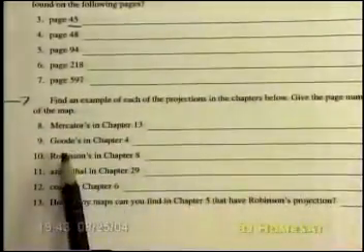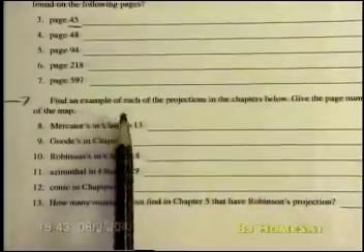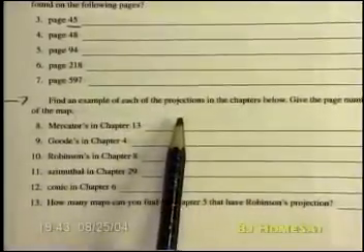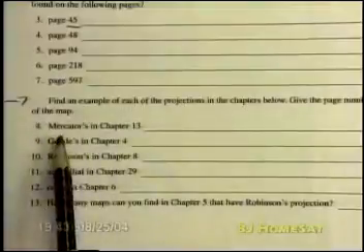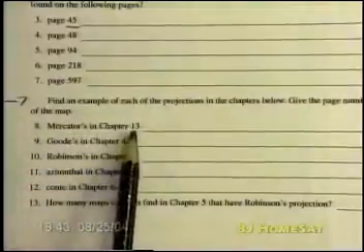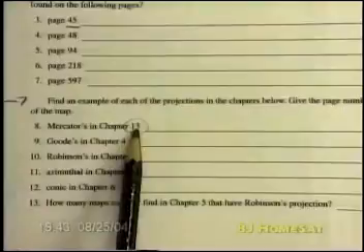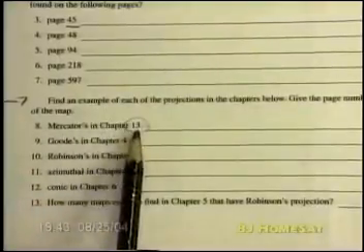Then you'll be finding examples. Find an example of each of the projections in the chapters below. Give the page number and the subject of the map. For example, Mercator's map, turn to chapter 13, flip through the chapter until you see a Mercator projection map, and then you want to write down the page number and the type of map it is.